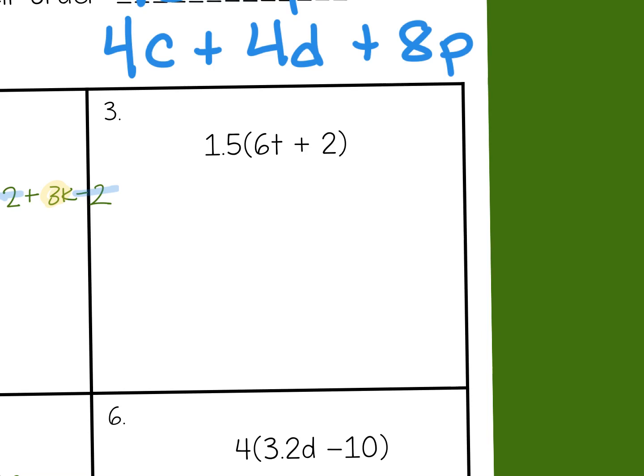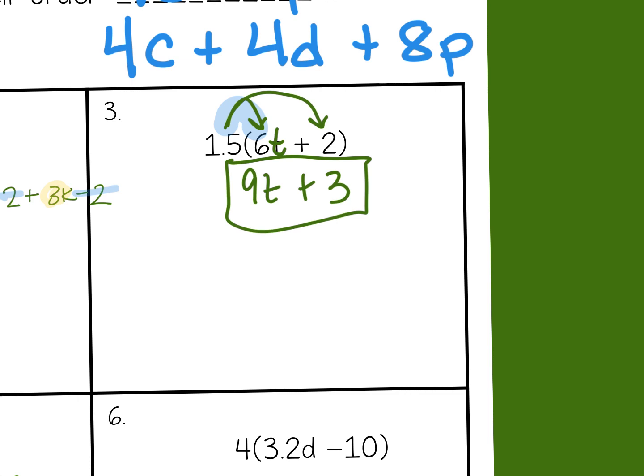All right, let's look at these last problems. Number 3, I'm going to have 1.5 times 6t and 1.5 times 2. So I'm going to have 9t and 3. Using your calculator to make sure you're doing correct math when you have those, excuse me, decimals and fractions.